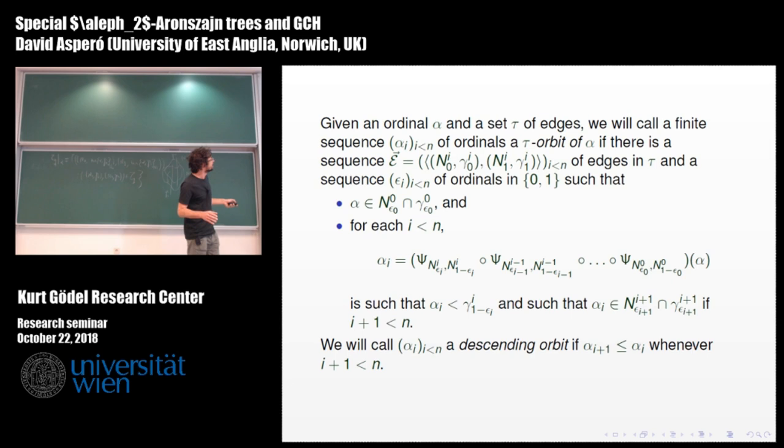Of course, the notation is non-standard. It says this is defined whenever psi of alpha is in the domain of the next one, and then you continue. The ranges and the domains of these functions need not be the same. And then I will call this a descending orbit if alpha i plus one equals alpha i.